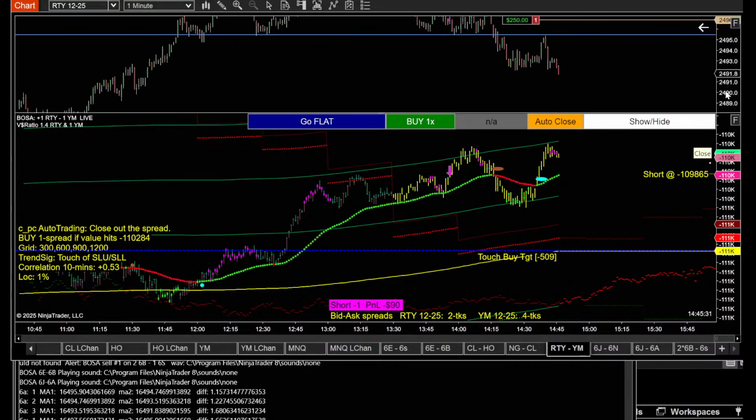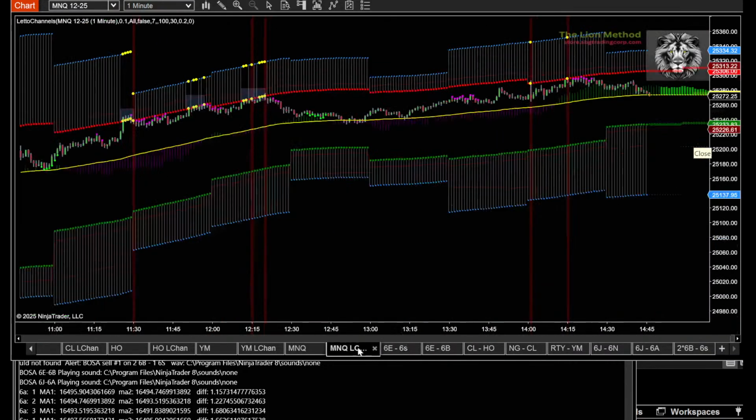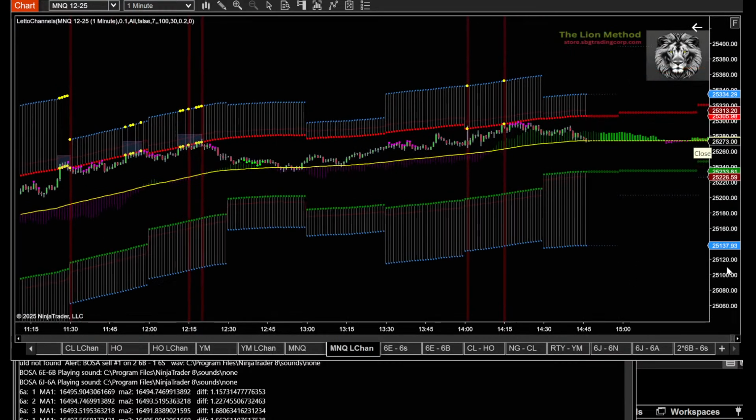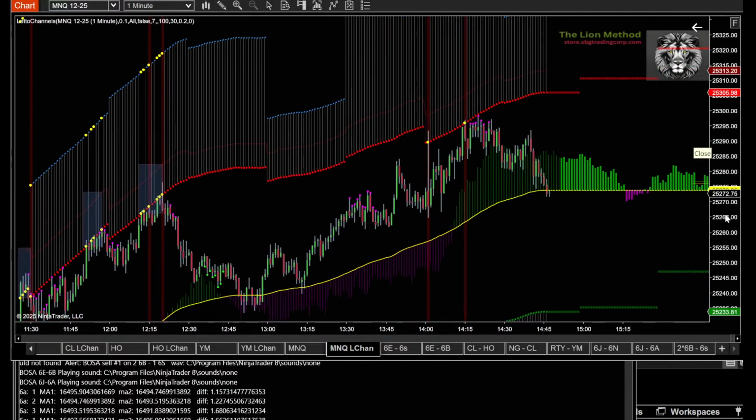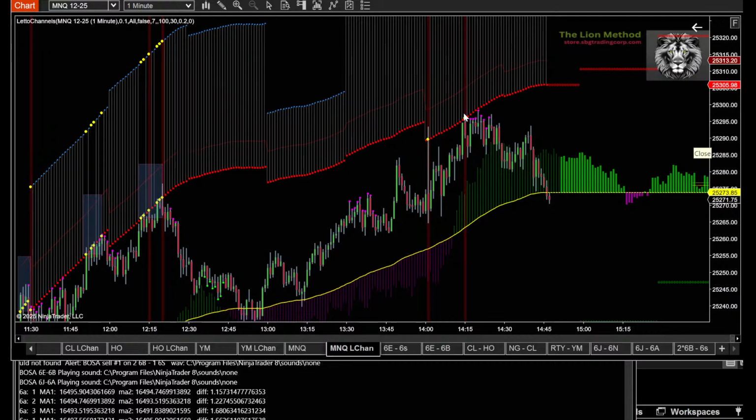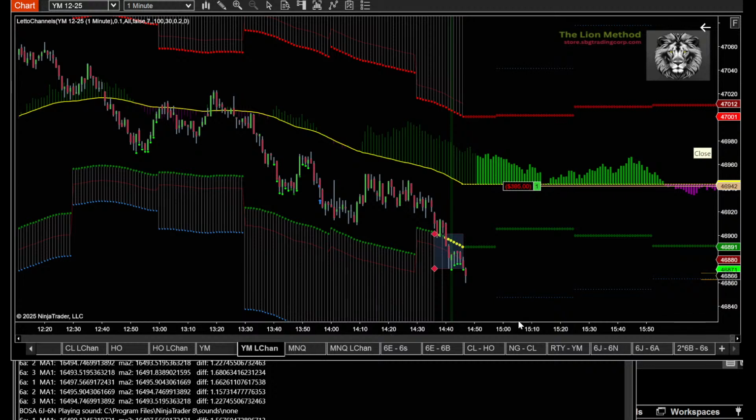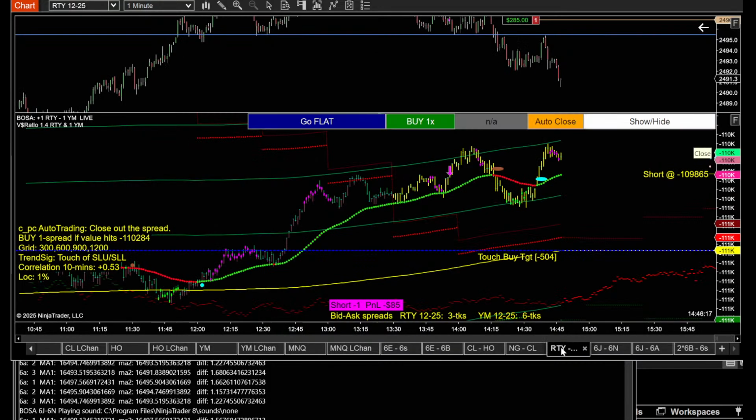All right, it's got more to go. Spread is only down $90 in value from where I entered, so it's recovering a little bit. Wow, Leto channels hit the sell targets, sell entry numbers right there, pretty solid. YM is just going the other direction. Russell is slow to keep up with the YM's decline.